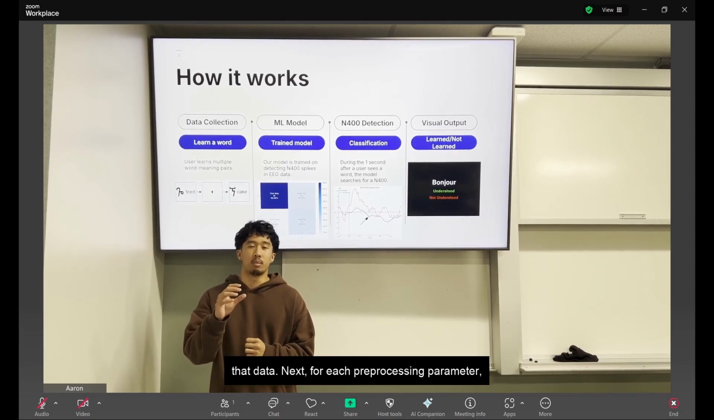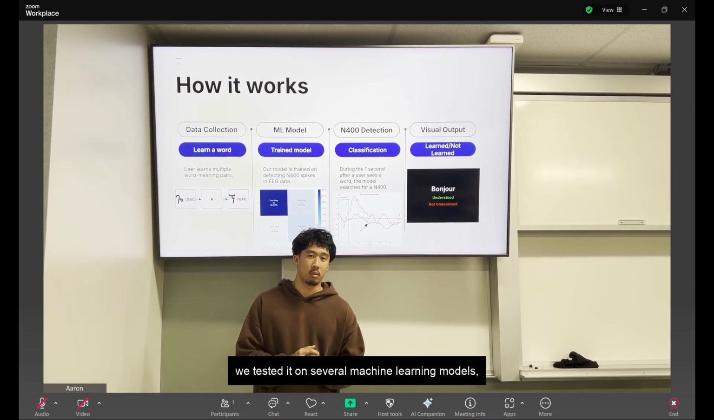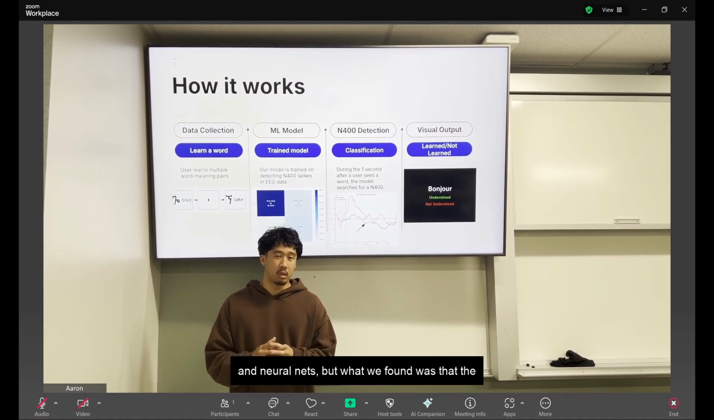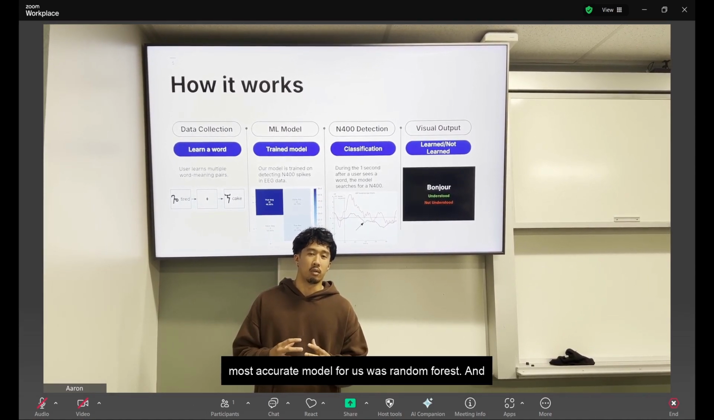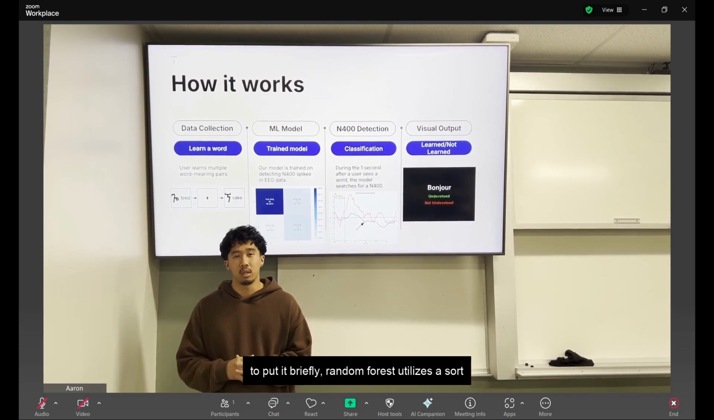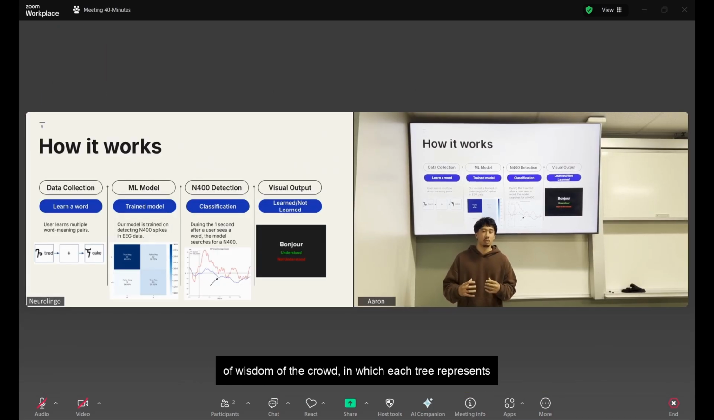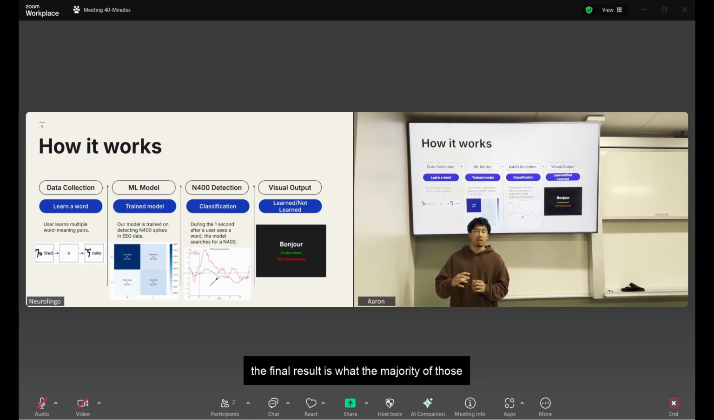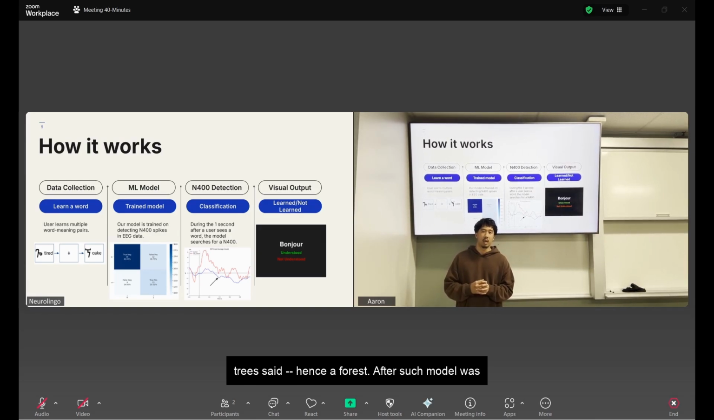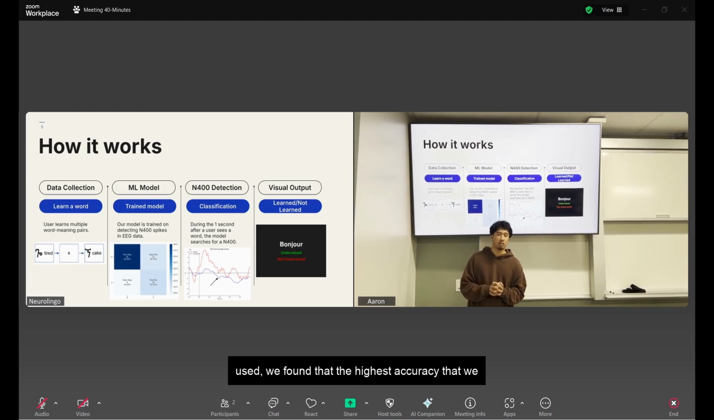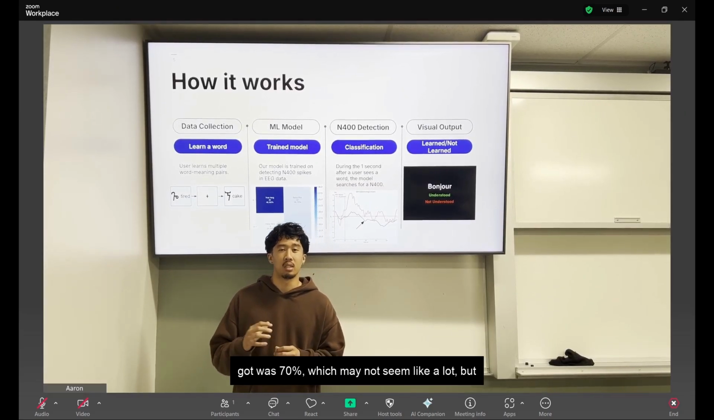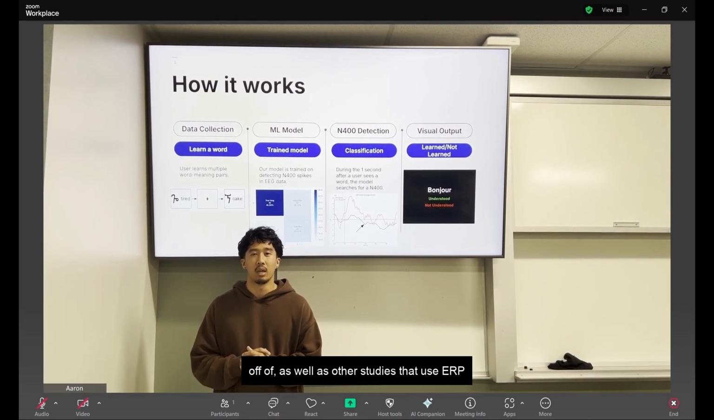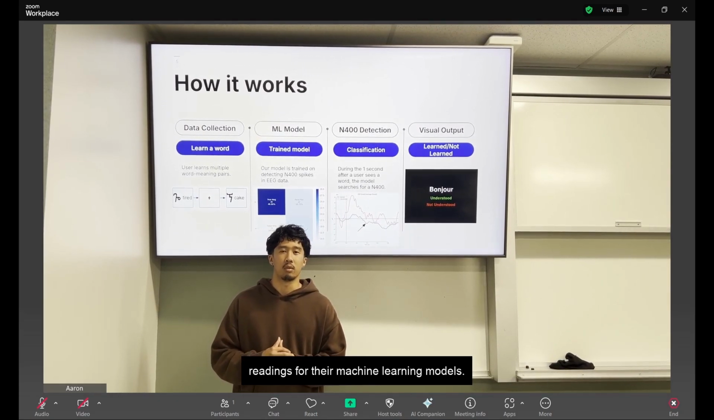Next, for each pre-processing parameter, we tested it on several machine learning models, including SVM, linear, polynomial, and RBF, KNN, and neural nets. But what we found was that the most accurate model for us was random forest. To put it briefly, random forest utilizes a sort of wisdom of the crowd, in which each tree represents a unique set of decisions made by the model, and the final result is what the majority of those trees said, hence a forest. After such a model was used, the highest accuracy that we got was 70%, which may not seem like a lot, but is reflective of the study that we based our experiment off of, as well as other studies that use ERP readings for their machine learning models.